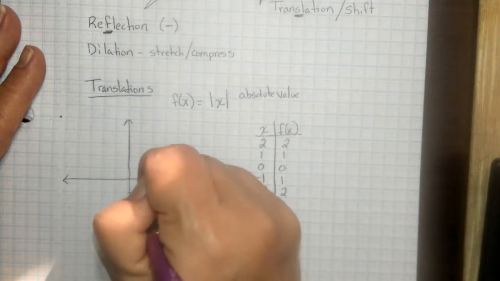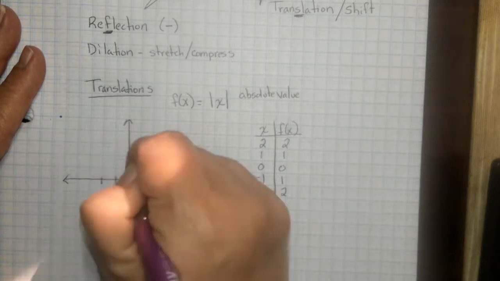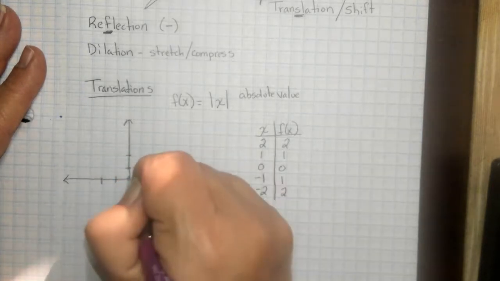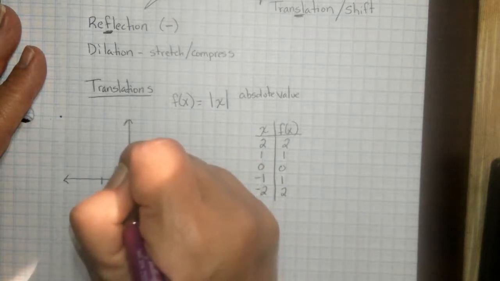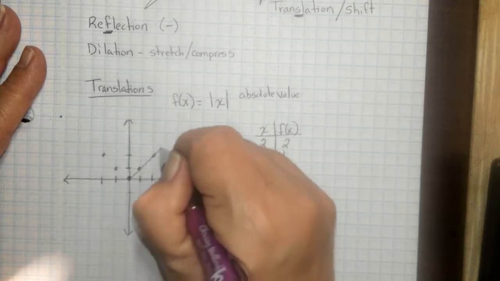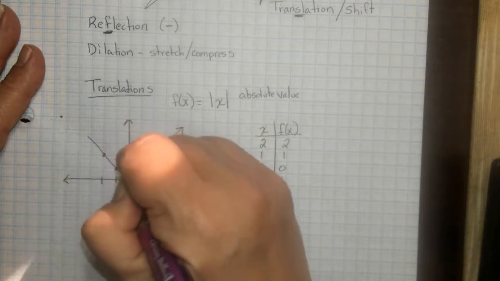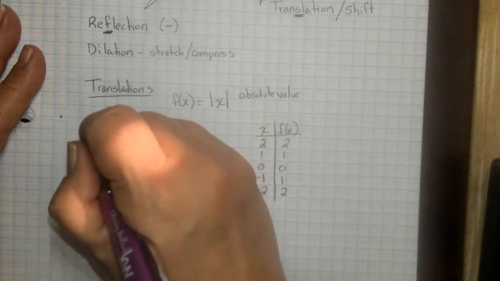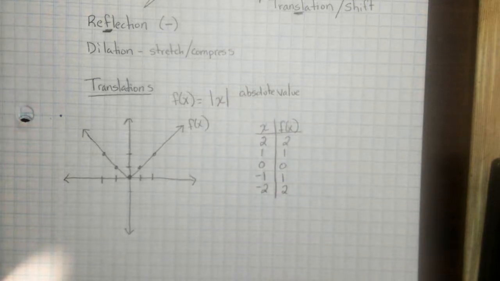So we want to come in here and graph those 5 ordered pairs. 0, 0, 1, 1, 2, 2, negative 1, 1, negative 2, 2, and the absolute value is a V shape. I'll label that f of x.